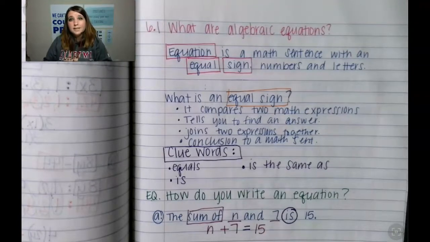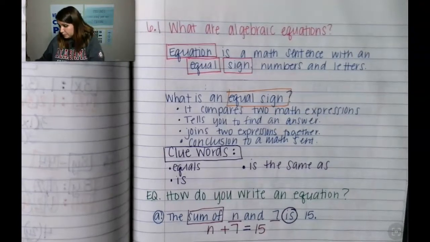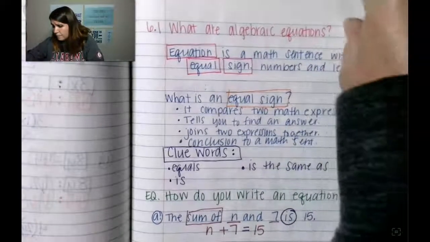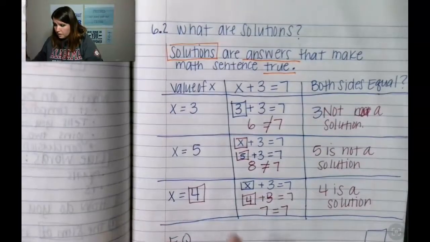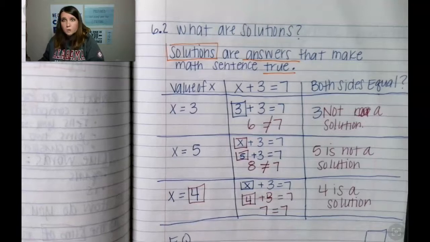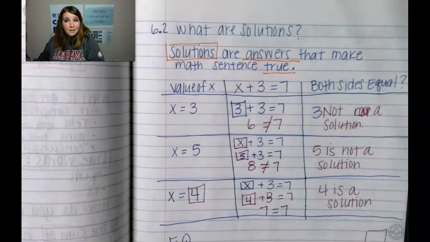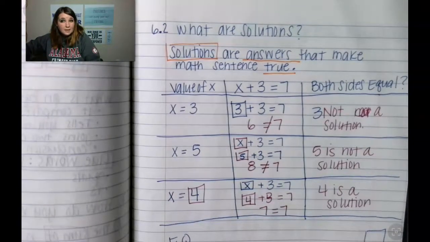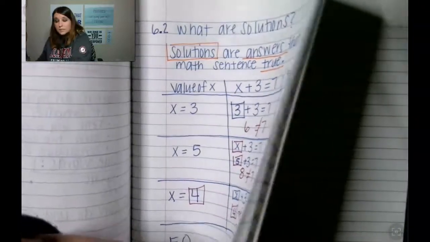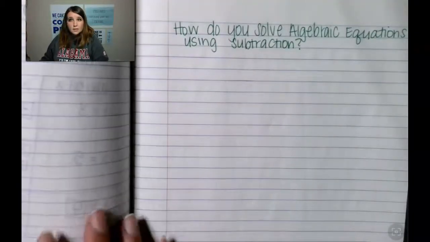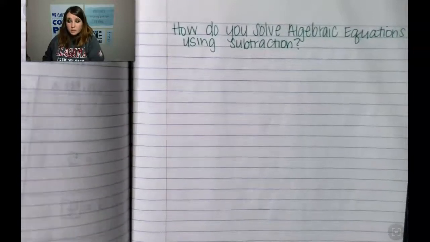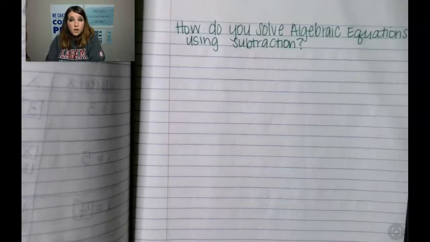And so it's really, really important to keep that idea of a balance in mind as we are working through today's lesson. It's also important to think about this idea around solutions and how you know something is a solution or not a solution. So we're going to be looking at that as well and using that idea to check our work. So today we're going to be looking at this essential question of how do you solve algebraic equations using subtraction?